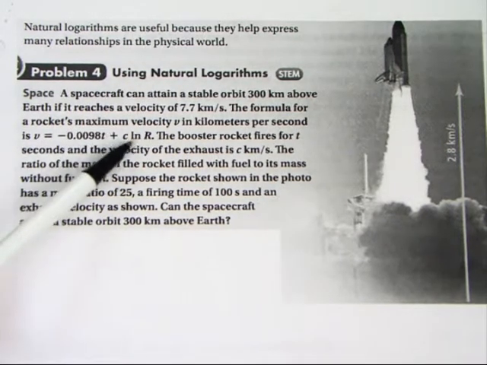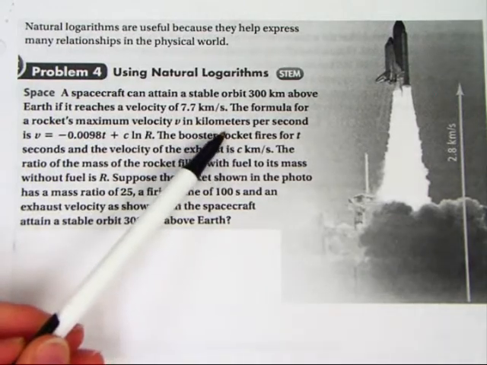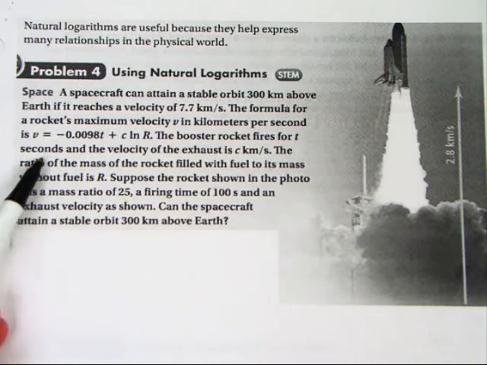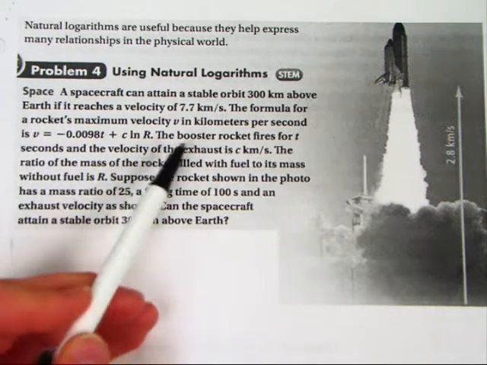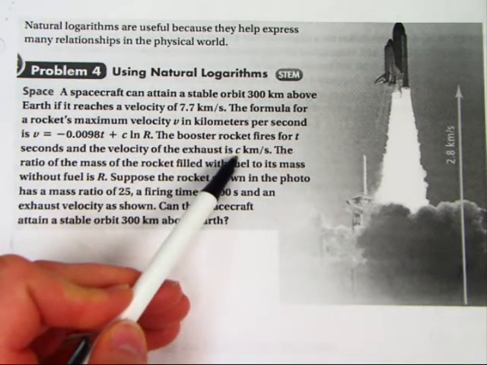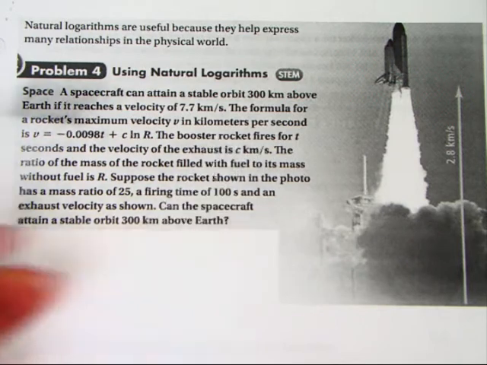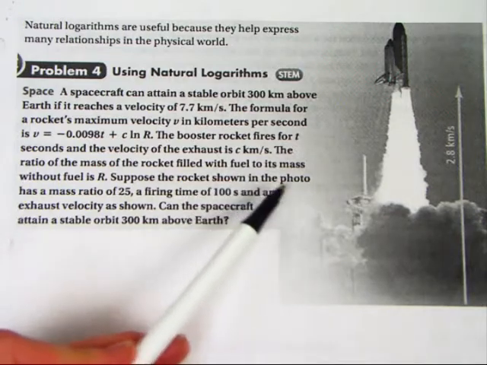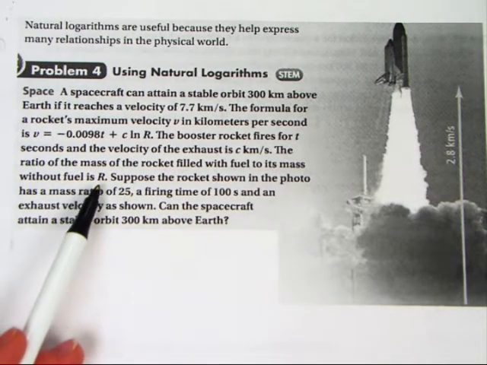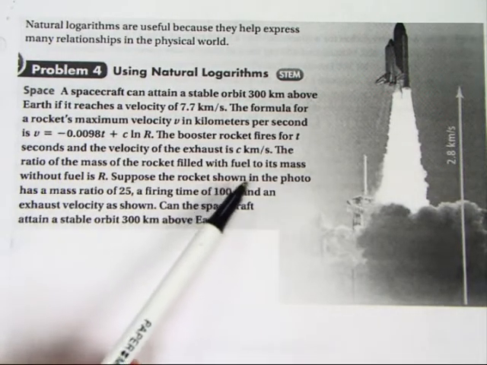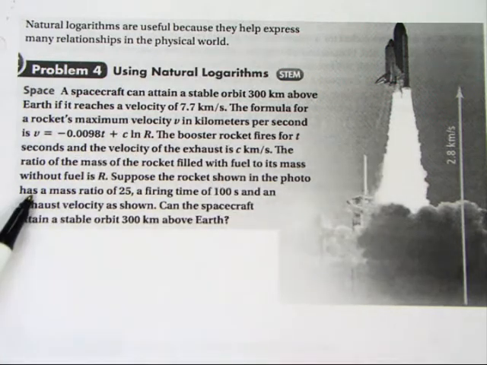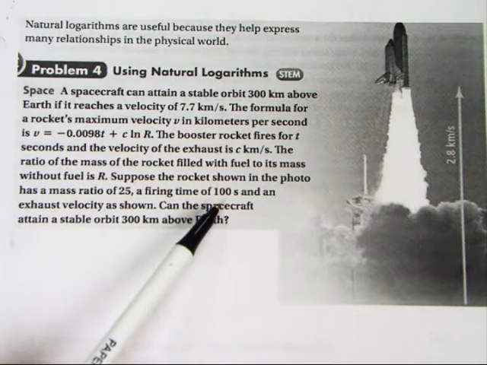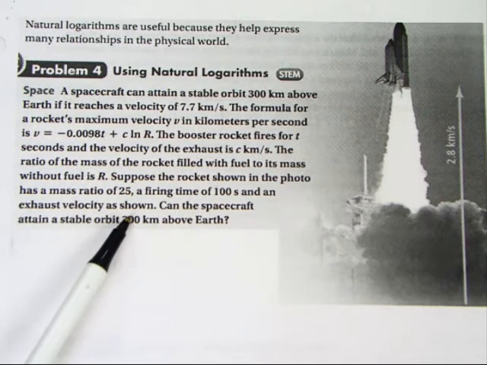The formula of a rocket's maximum velocity V in kilometers per second is V = -0.0098t + c ln r. The booster rocket, which is the rocket that helps it get out there, fires for t seconds, and the velocity of the exhaust is the letter c in kilometers per second. The ratio of the mass of the rocket filled with fuel to its mass without fuel is r. Suppose that the rocket shown in the photo has a mass ratio of 25, a firing time of 100, and an exhaust velocity as indicated.